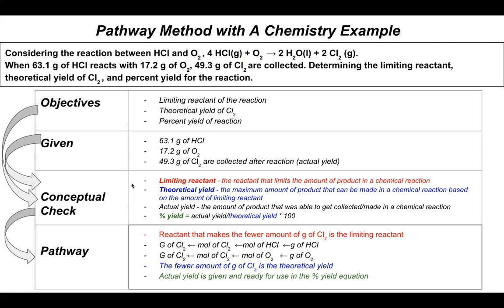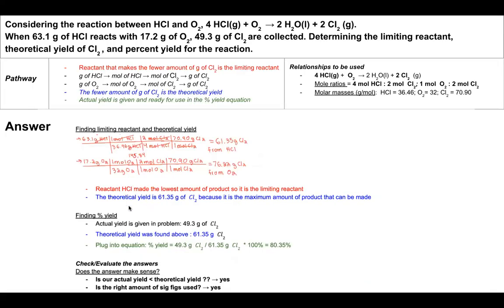We covered our first objective. The theoretical yield is 61.35 grams of Cl2 because it made the least amount of Cl2. And then for percent yield, we're going to plug in our theoretical yield amount and we get 80.35. And so that's how I was able to find the connection between all of these three concepts.